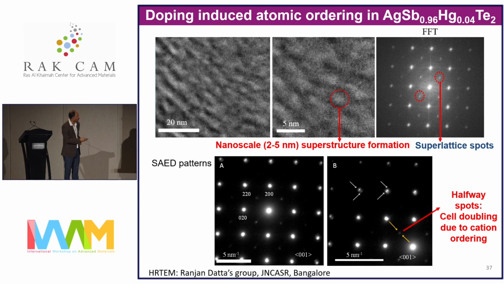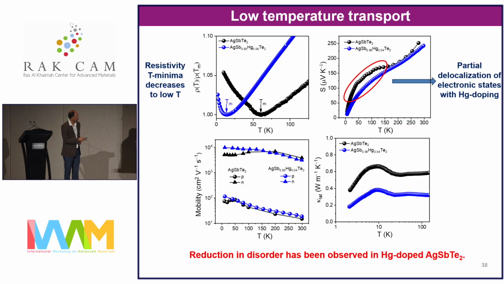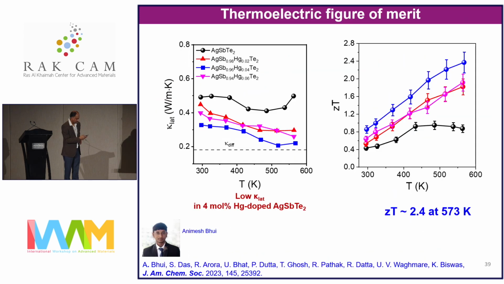As soon as we dope mercury, we see this nanostructure, which is formed by silver and antimony ordering. And you can see this halfway superstructure or cell doubling spots. I'm not going into the details. So we get a ZT of around 2.4 with mercury doping. That actually supports what we have done with cadmium.